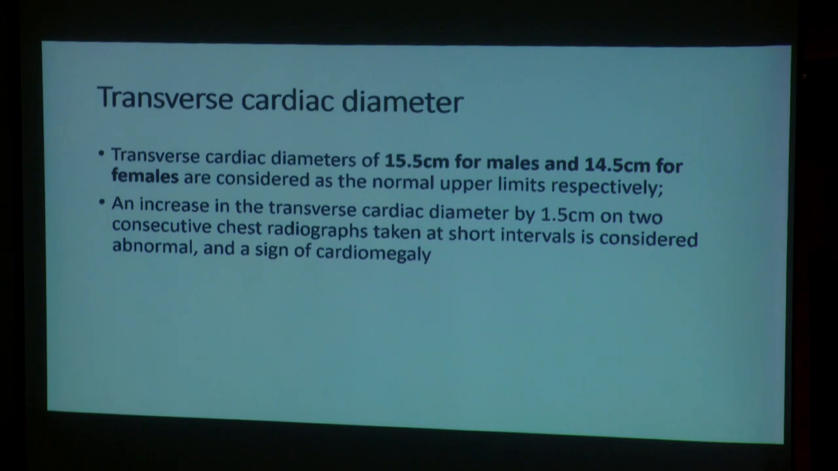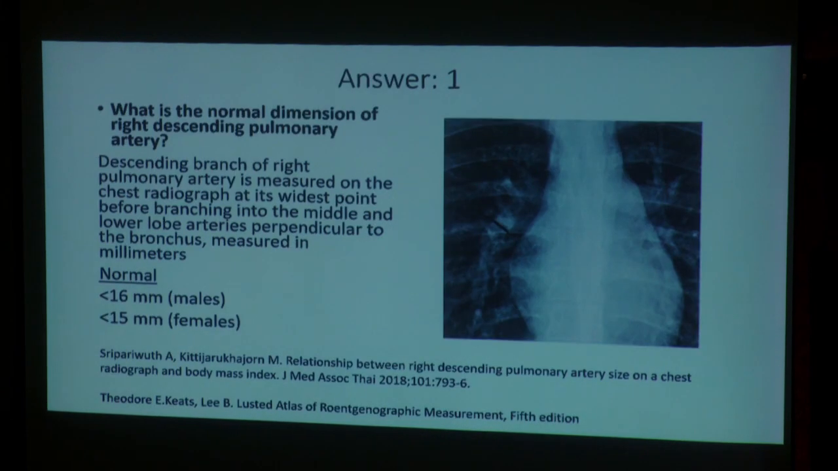What is transverse cardiac diameter? Transverse cardiac diameter is the largest dimension of the heart on the X-ray. The normal dimensions are 15.5 centimeters for males and 14.5 centimeters for females. Rather than the dimensions, a sudden increase in the diameter by 1.5 centimeters on two consecutive chest radiographs taken close to each other can be a sign of cardiomegaly.